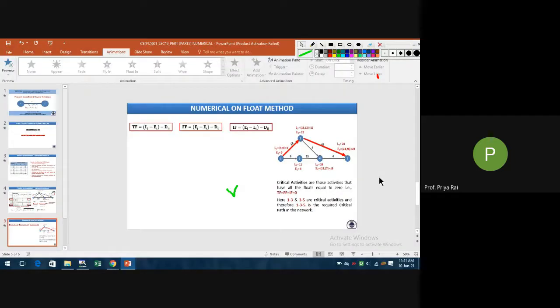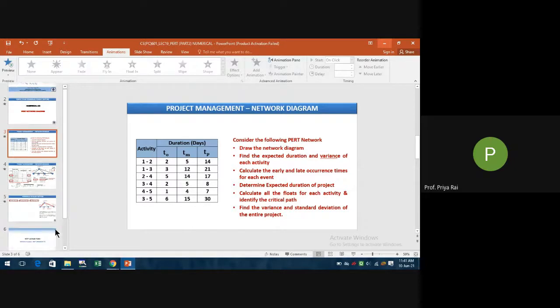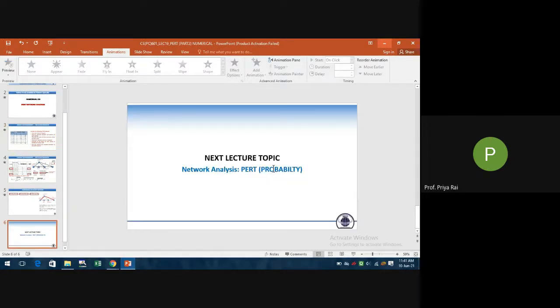I think now it is clear how to solve this problem. This may come as MCQs, which I solved in the previous lecture, and you may get questions like these as broad questions also from this network diagram. In the next lecture we will be discussing some probabilities of this PERT network, some terminologies and some numericals based on probability. Since it is probabilistic in nature, there will be some statistics formulas that we will learn in our next class.